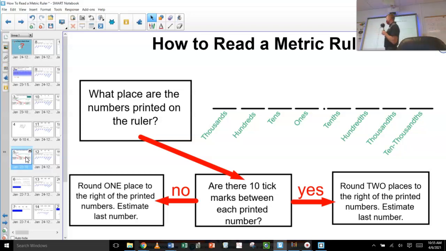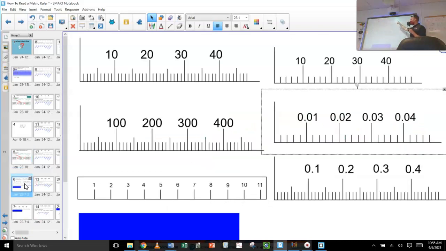Okay. So here's an example. Here are rulers. See these rulers? Question. Are there 10 tick marks in between the numbers here? No. Why do you say that? Yeah, there's 10, right? Because I just go to the middle. I count to the middle: 1, 2, 3, 4, 5. If there's 5 to the middle, it means there's 5 at the end. That means 10. Are there 10 tick marks between these numbers? No. How many are there? There's only 4: 1, 2, 3, 4. Are there 10 tick marks between these numbers? No. Are there 10 between these? Yes. Between these? No. Are there 10? Yes.